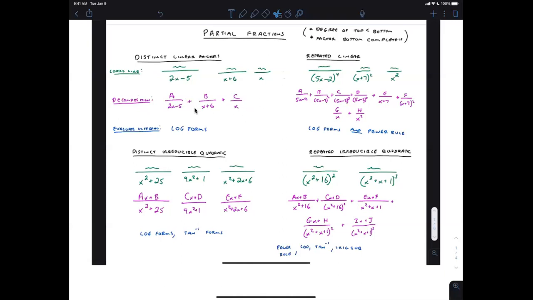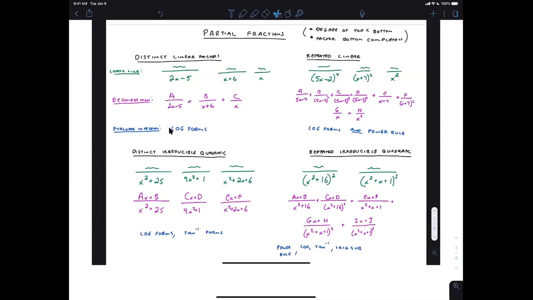If it's distinct linear, each one gets its own fraction with a constant on top. If it's repeated linear, every power gets its own fraction with a constant on top, and so on. When it's an irreducible quadratic, you get a linear factor on top, so you get Ax plus B or Cx plus D or something like that. And what's in blue is, once we've found A, B, C, D, and so on, we're going to have an integral to evaluate. These are the forms we're going to use to evaluate those integrals.